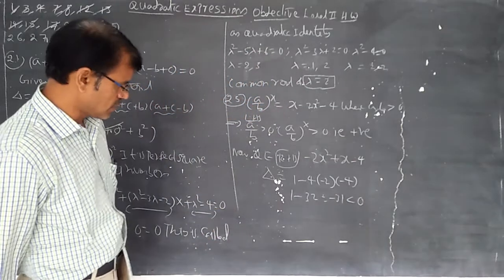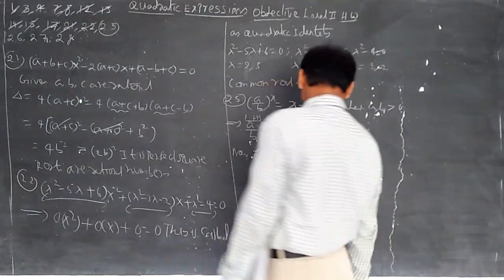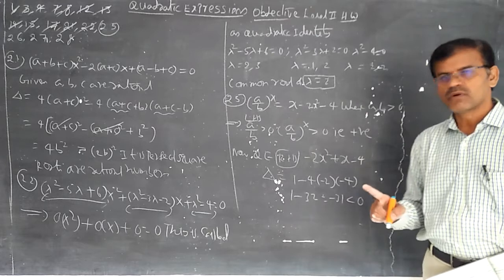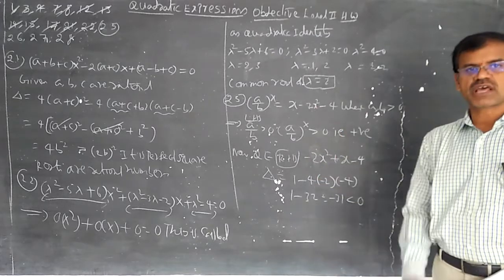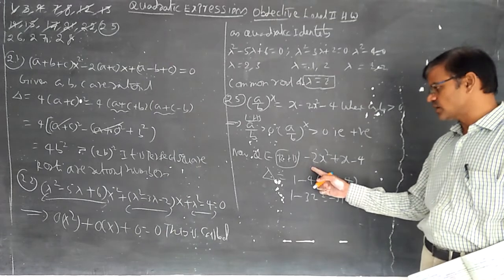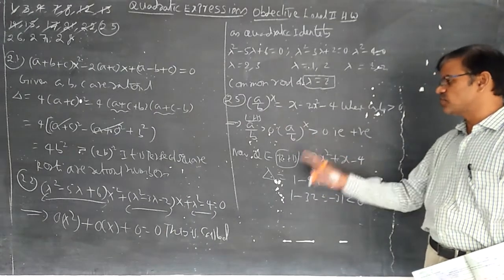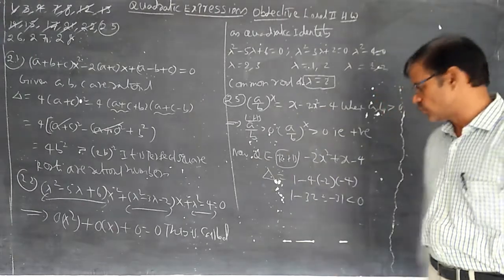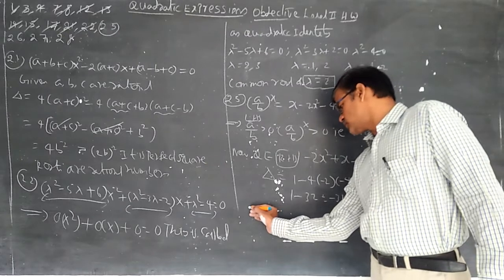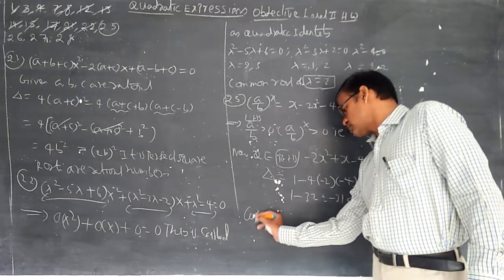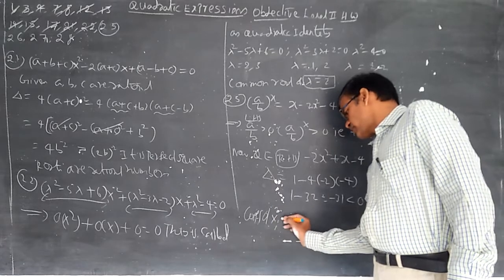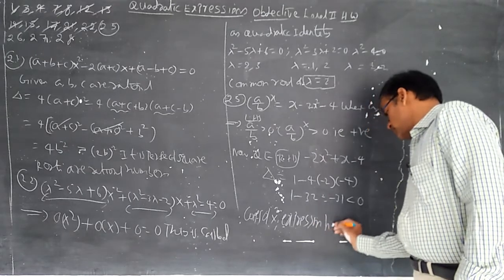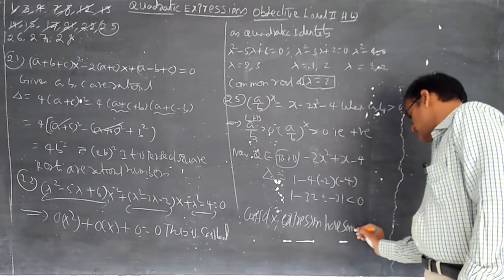Here you can understand that whenever delta is less than 0, the coefficient of x squared and the expression have the same sign. But the coefficient of x squared we got here is negative, while the LHS we got is positive. Positive never becomes negative, so it is an absurd case. So there will be no roots.